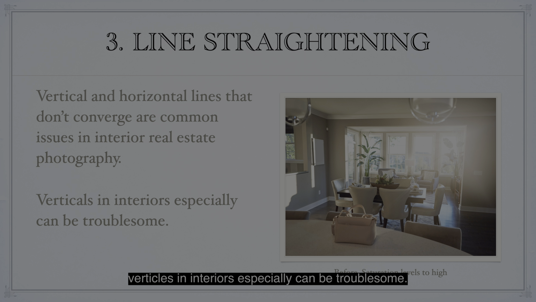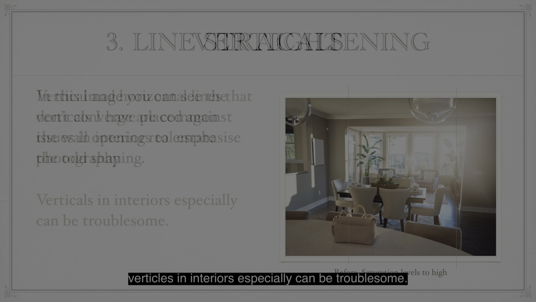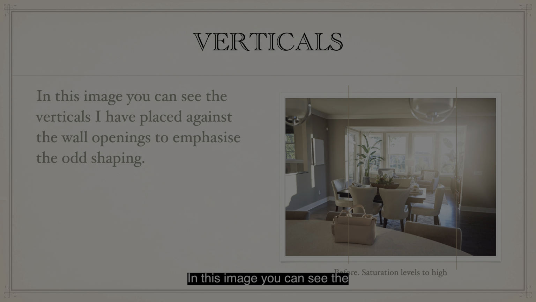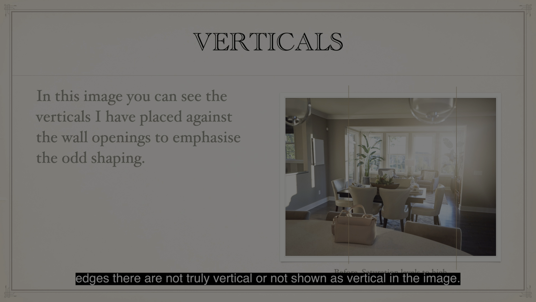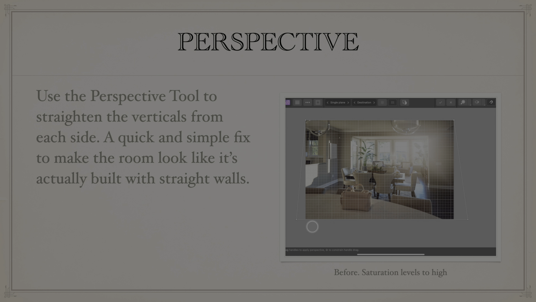Verticals in interiors especially can be troublesome. In this image you can see the verticals I have placed against the wall openings to emphasize the odd shaping, and you can see there are two vertical lines there that go right through the image, and they emphasize the fact that the wall edges there are not truly vertical or not shown as vertical in the image.